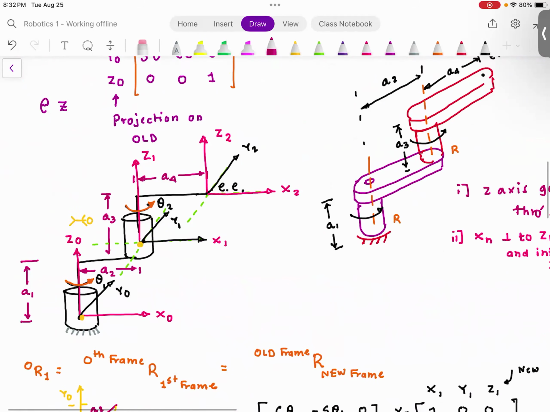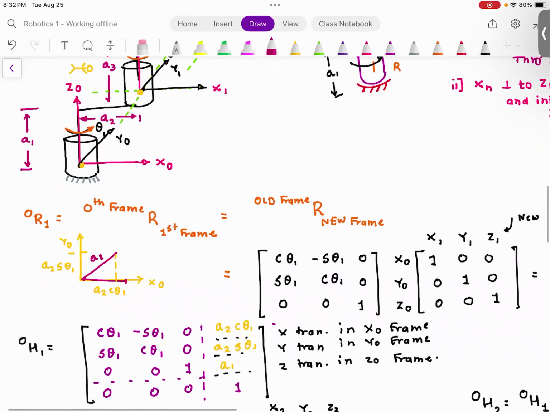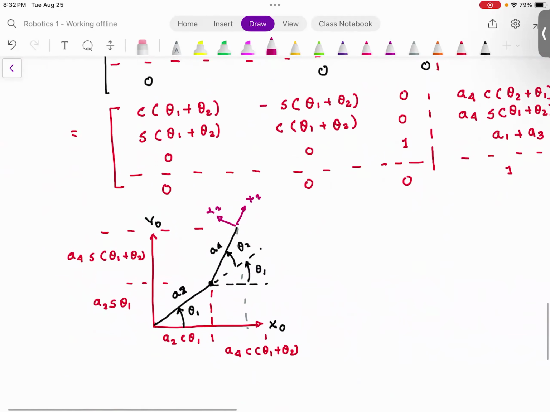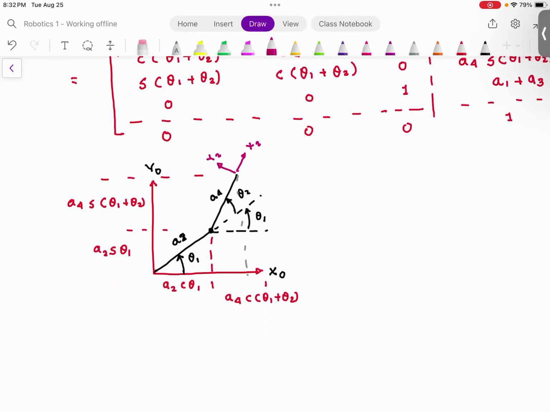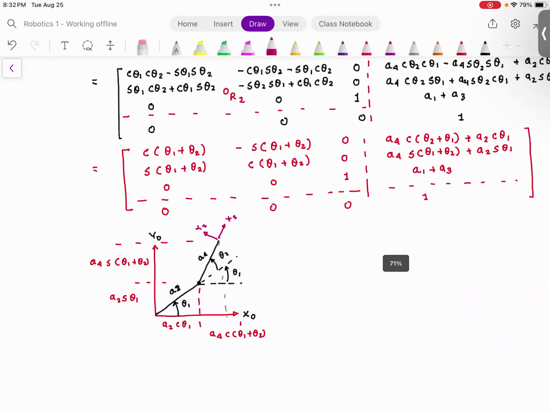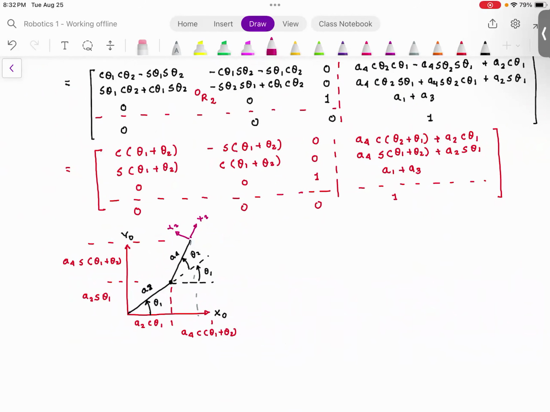2 degree of freedom robot, shown in the kinematic diagram here. Whenever you solve a forward kinematics problem, try to see that if you use geometry, you get the same solution. Everyone understood this? Now I'm going to give you the quiz problem.